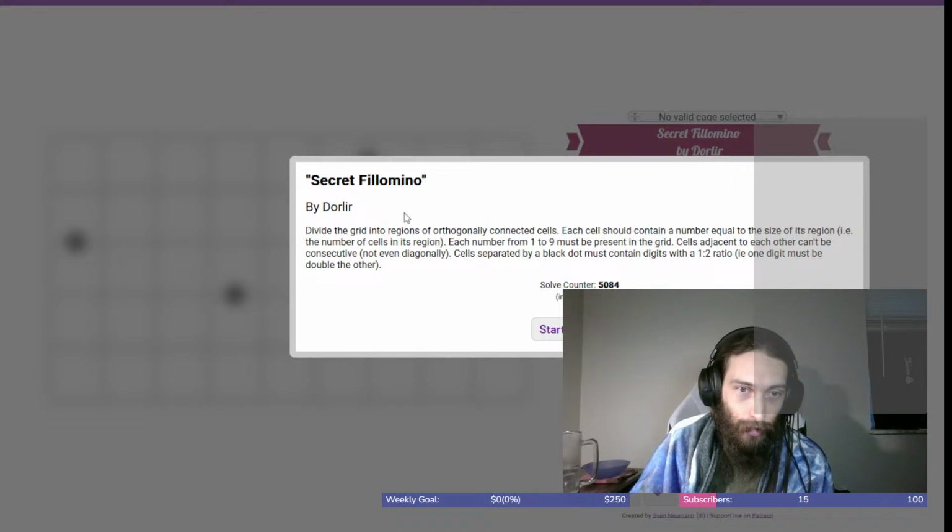Secret Philomeno by Dorlier. Divide the grid into regions of orthogonally connected cells. Each cell should contain a number equal to the size of its region, i.e. the number of cells in its region. Each number from 1 to 9 must be present in the grid. Cells adjacent to each other can't be consecutive, not even diagonally. And cells separated by a black dot must contain digits with a 1 to 2 ratio, i.e. one digit must be double the other.